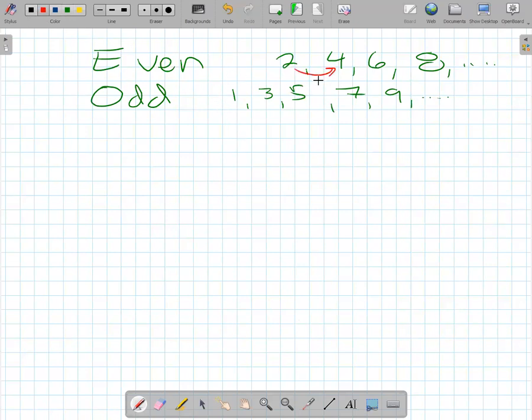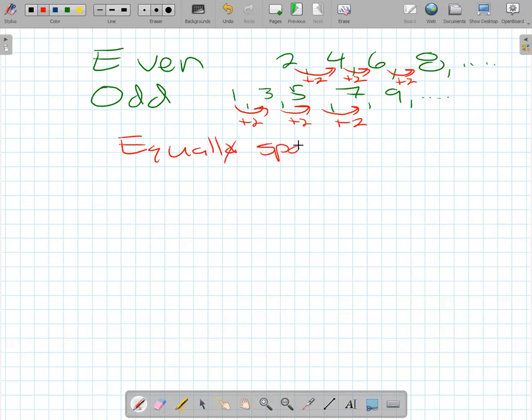Anytime you have a list of numbers where they're always the same space apart, like these are +2, +2, +2, these are also +2, +2, +2. If they're equally spaced, like these are, they're called an arithmetic sequence. So equally spaced.